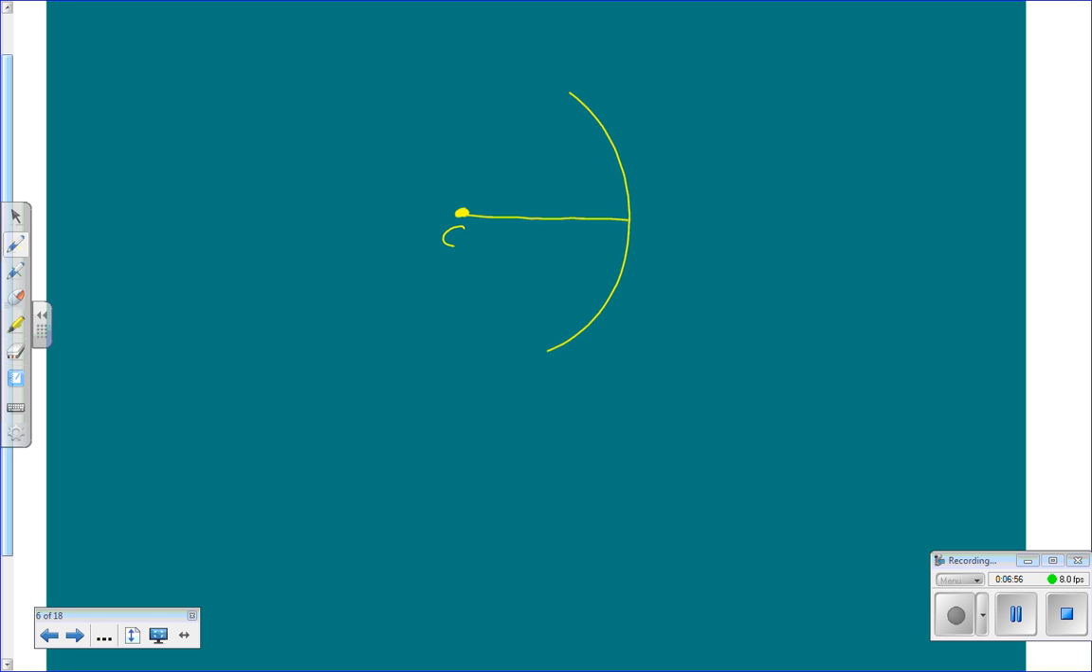So this would be the center of curvature. The distance from the center of curvature to the surface of the mirror would be the radius. And halfway from the center of curvature to the mirror would be the focal point. And the distance from the focal point to the surface of the mirror is the focal length, which is a small f.